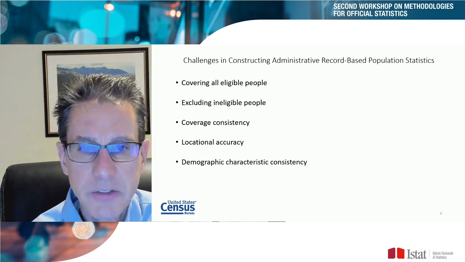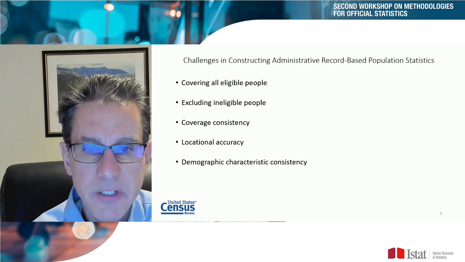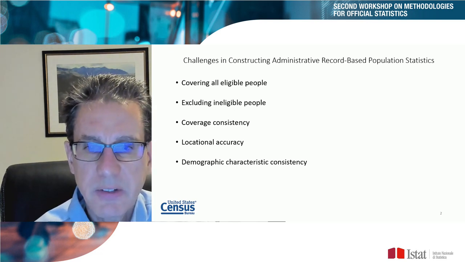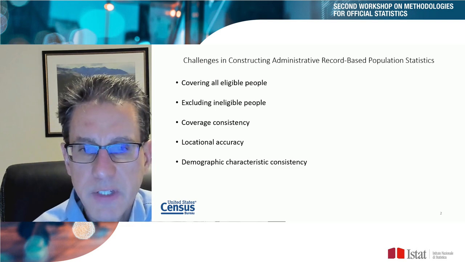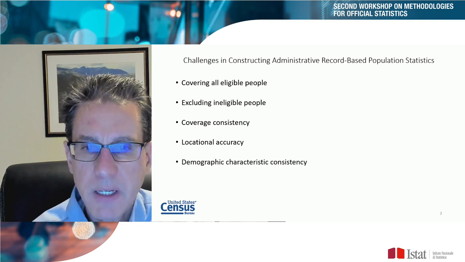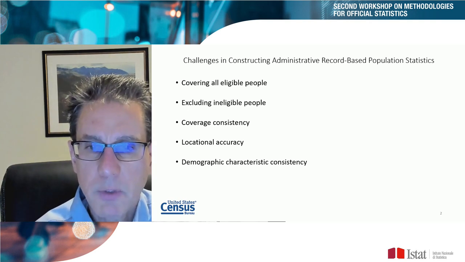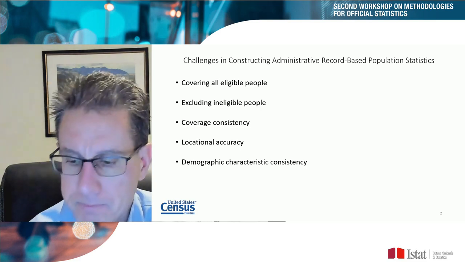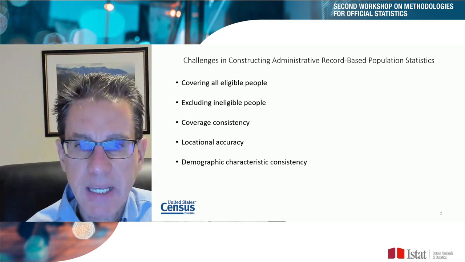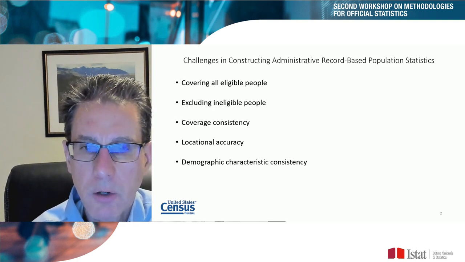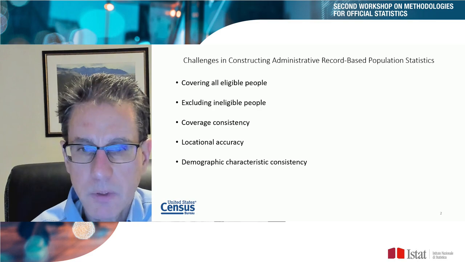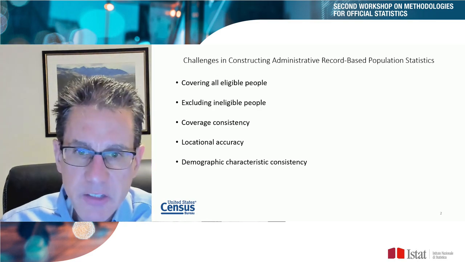So that's another challenge. And then finally, consistency of the demographic characteristics. There are changes in the questionnaires that the Census Bureau uses for race and ethnicity, for example. And so that can lead to some inconsistencies between the administrative data, which are using past reports that people might have made several years ago using a different questionnaire, to a current report from today's census or survey. Next slide, please.